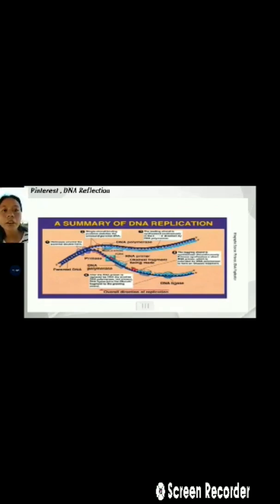Summary of DNA and RNA differences. DNA contains the sugar deoxyribose, while RNA contains the sugar ribose. DNA is a double-stranded molecule, while RNA is a single-stranded molecule. DNA is stable under alkaline conditions, while RNA is not stable. DNA and RNA perform different functions in humans.